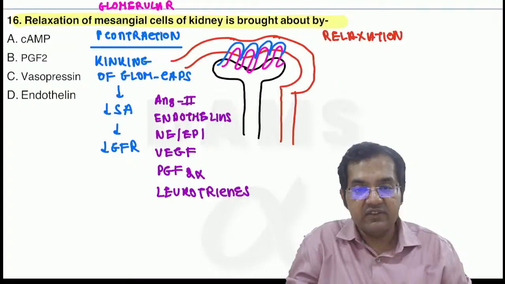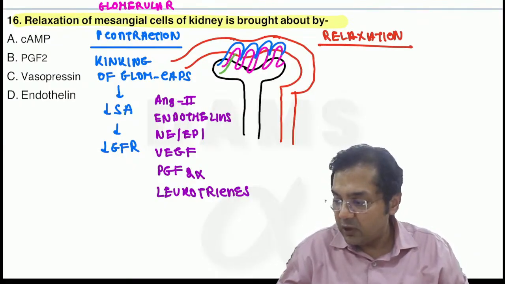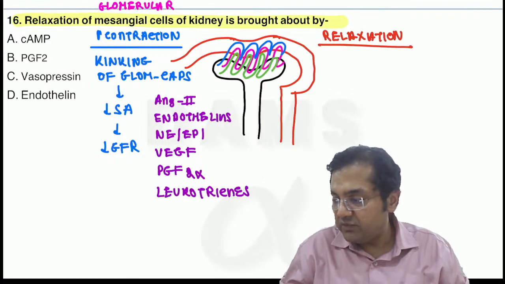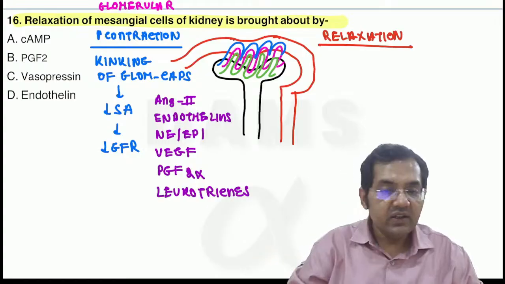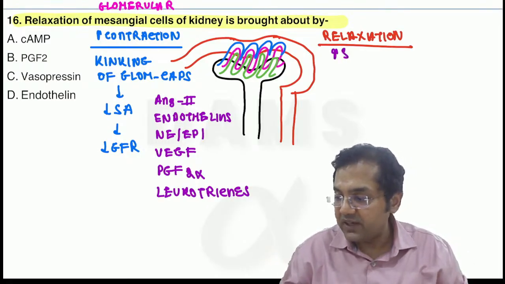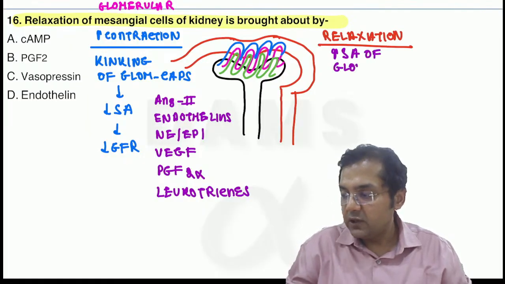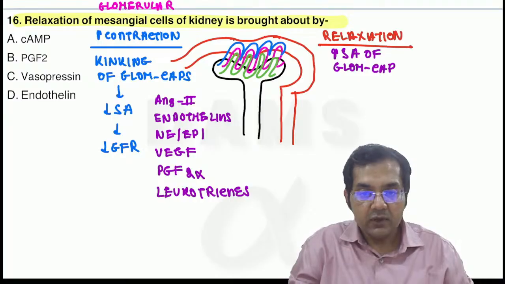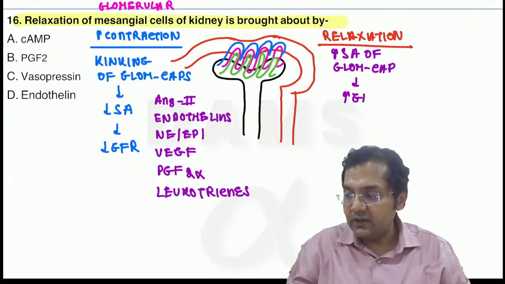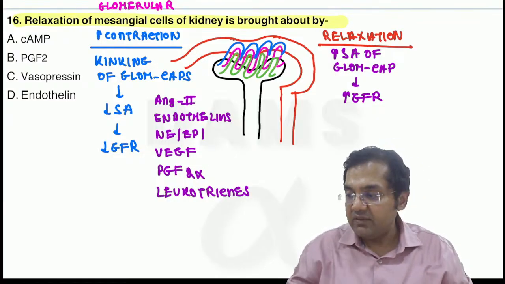If I do relaxation, remember, these glomerular mesangial cells move away. If they move away, then naturally this will give more area for the plasma to filter. So this causes increase in surface area of the glomerular capillaries, thereby causing increase in GFR. Which are the agents which do that? We have a very simple mnemonic.